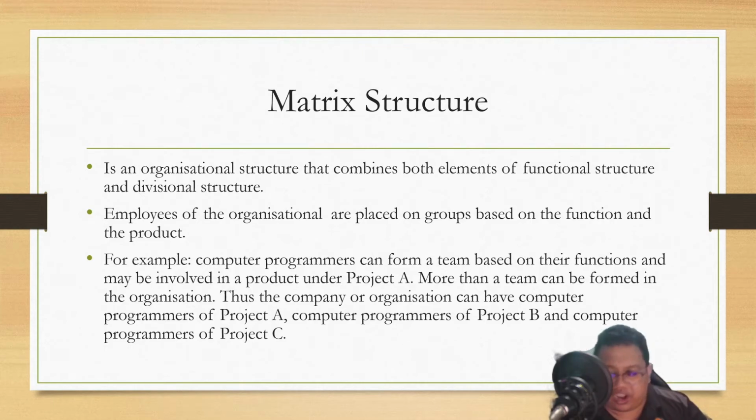Computer programmers. Programmers can form a team based on their functions and may be involved in a product under project A. More than one team can be formed in the organization. So the company can have computer programmers of project A, computer programmers of project B, and computer programmers of project C. So each group has different workers, different programmers. They can pick some and combine them into one big group, something like that.